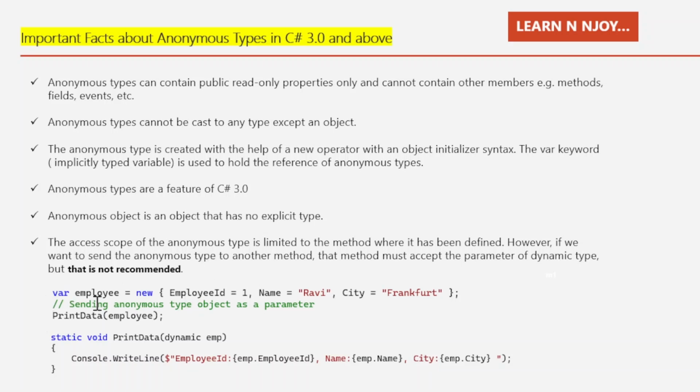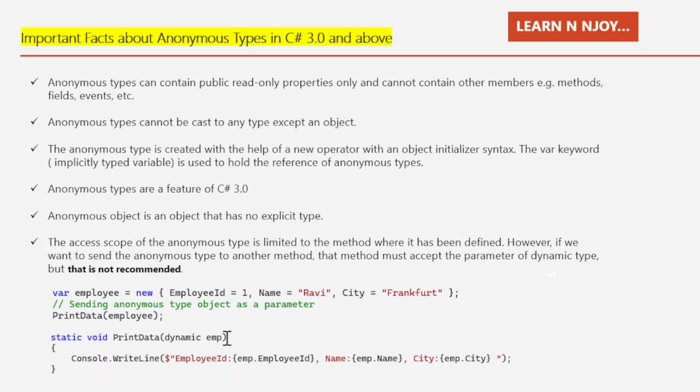If you see these examples, where employee is equal to new, opening curly braces, employee ID is equal to 1, comma, name is equal to Ravi, comma, city is equal to Frankfurt, closing curly braces and semicolon. So basically I have written one anonymous type over here, and I have kept its reference in this var variable employee. Then I'm going to call this print data method, and here I'm sending this anonymous type object as a parameter. If you see, this is the print data method, and for accepting I need to mention the dynamic type. Once we mention the dynamic type, then print data is going to accept this anonymous type object, and we can use that.